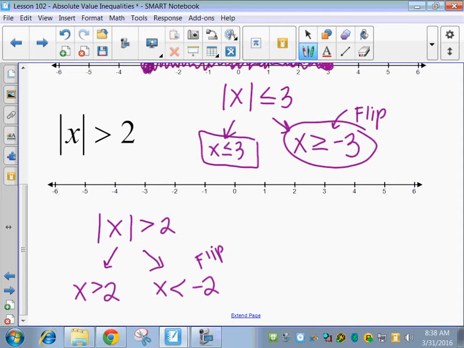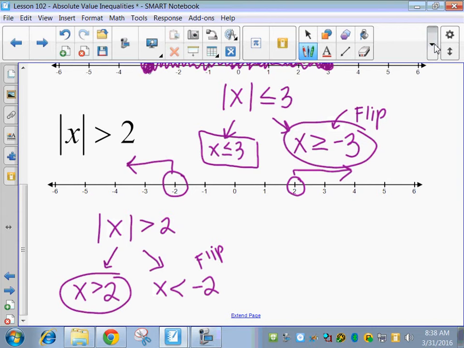But this one looks different than the last one. So for this one, we have x is greater than 2. That means open circle on 2. Greater than 2 is shade to the right. Okay. And then I have x is less than negative 2. Open circle on negative 2. And shade less than. So this one, my arrows pointed out instead of in.